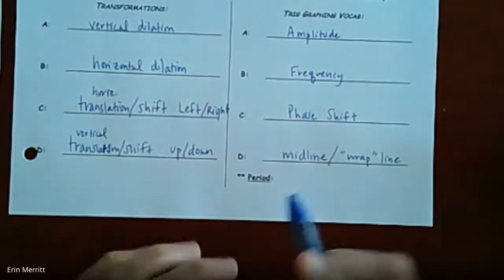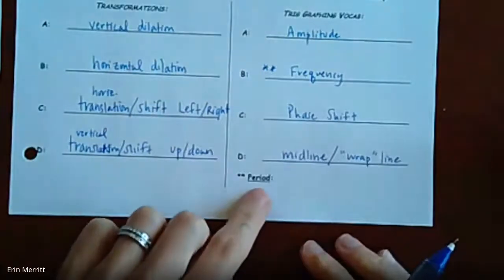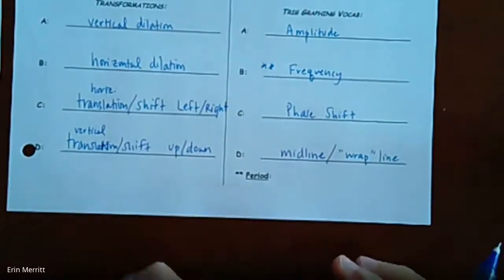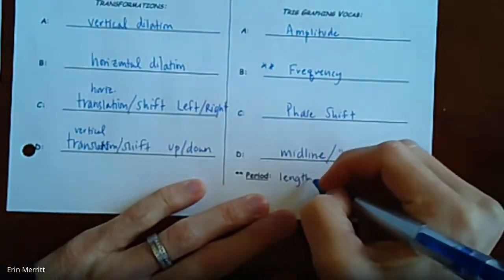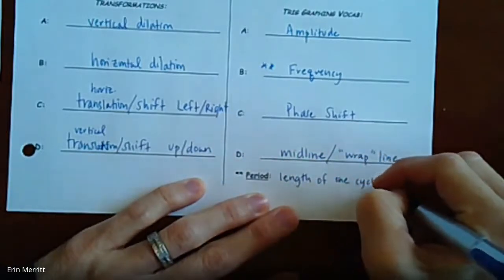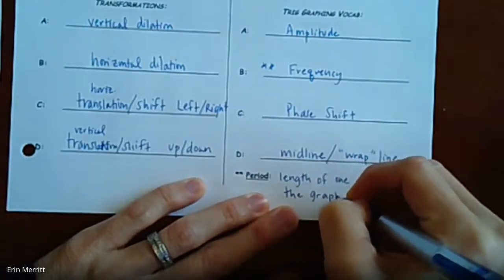All right, the last thing, I want you to put a couple stars next to the frequency because the frequency is directly related to the period of the graph, right? So the period of the graph, that is the length of one cycle of the graph.